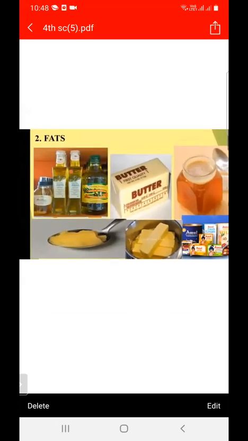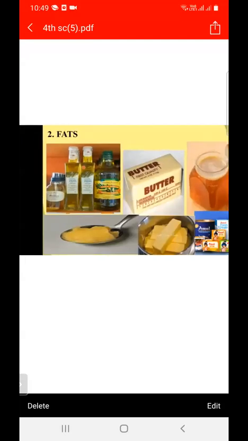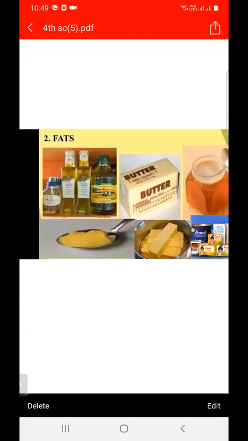So this is a source of fat, from butter, from oil, we can obtain fat. So these are the sources of fat. You have to remember from which food items we can obtain fat: butter, milk, ghee, soybean oil. So these are the sources of fat.